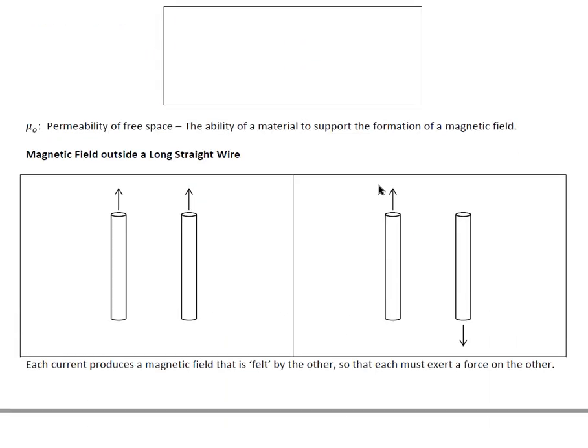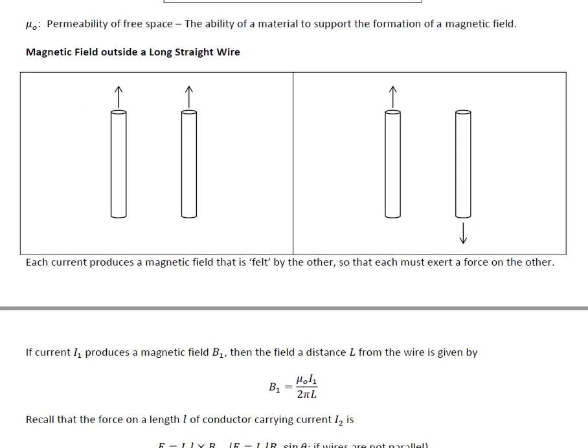So if we scroll down, we can see some results of this. If we have a magnetic field outside a long straight wire, let's say we have two wires that are parallel to one another, with current traveling upwards in both. By having these wires in close proximity of each other, they'll actually experience a force. So let's see what type of force is going to happen to these ones.